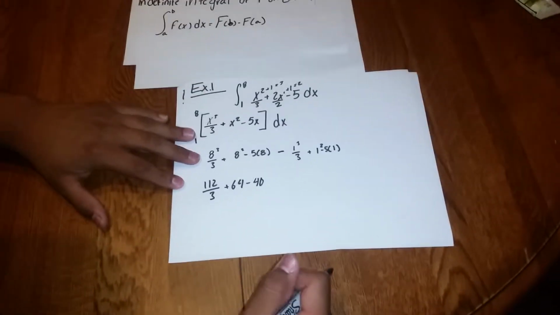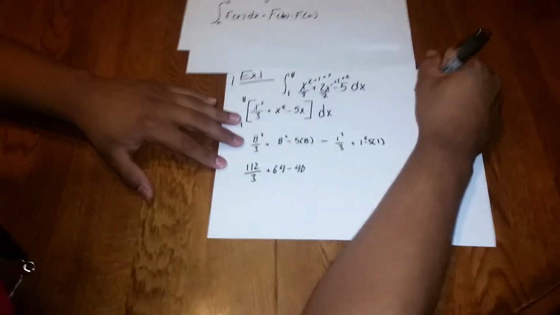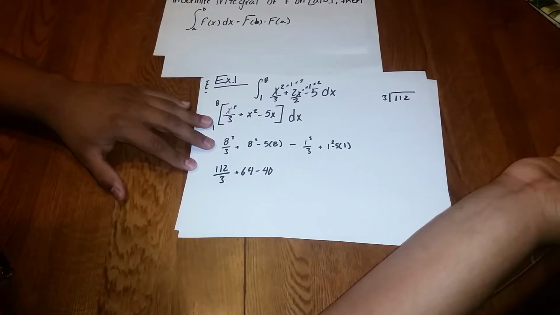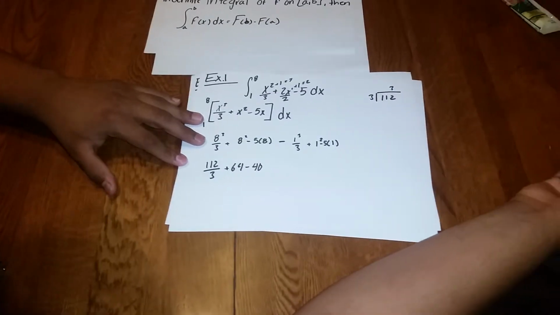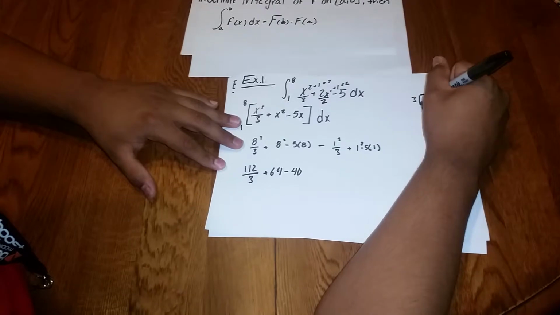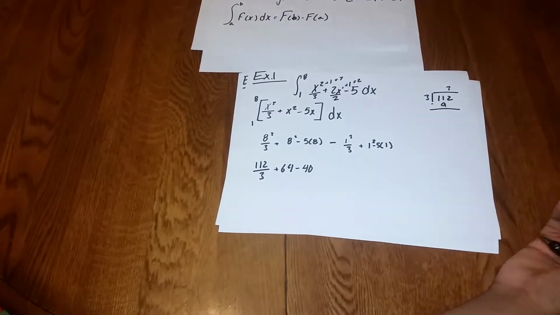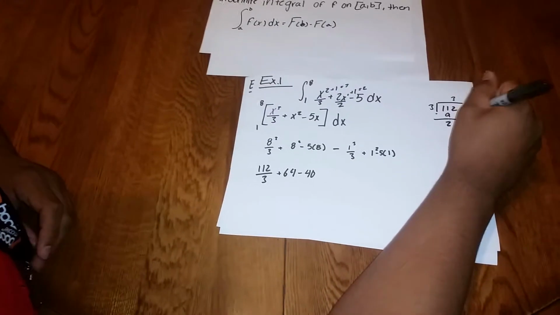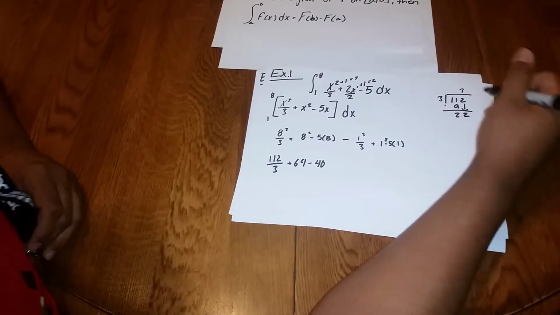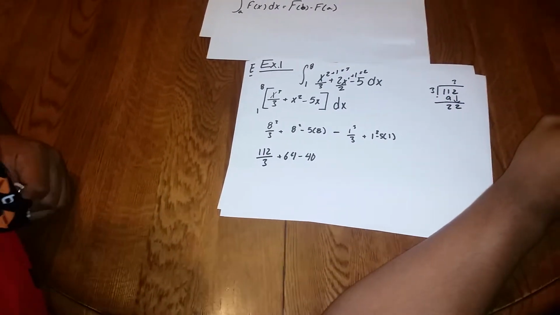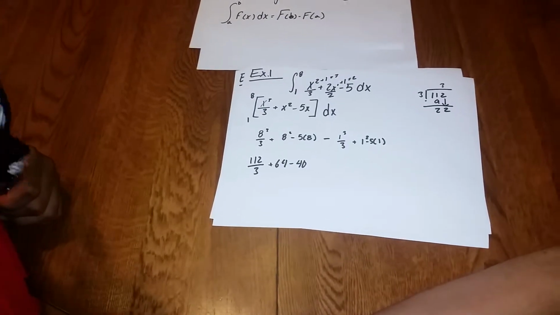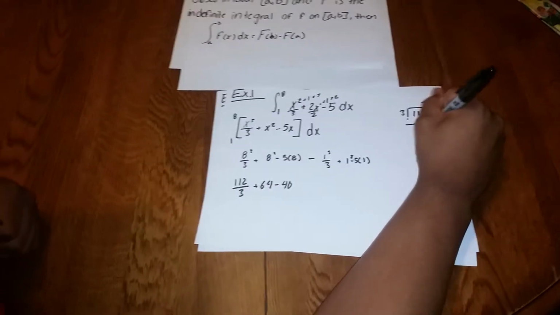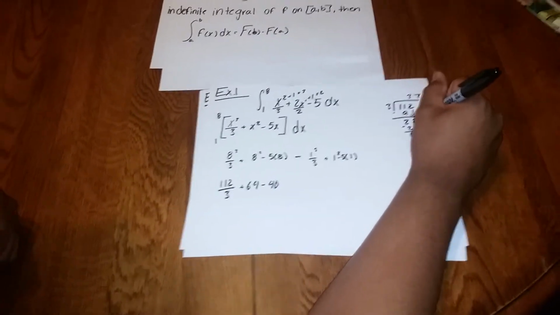So what's 112 divided by 3? Let's figure it out. So 3 into 112. How many times can 3 go into 11? I'm guessing 3, because 3 times 4 is 12. So 3 times 3, 9. 11 minus 9 is 2. And then you bring down your 2, 22. How many times can 3 go into 22? I'm going to guess around 7, because 7 times 3 is 21. So 7, 21. 22 minus 21, 1.